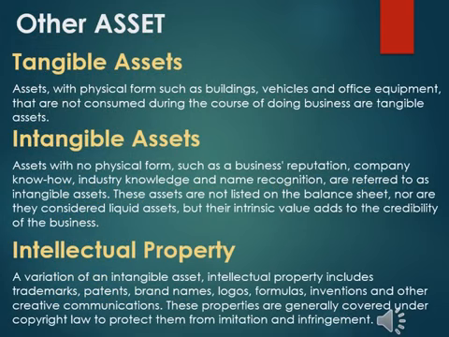Other assets: tangible assets. Assets with physical forms, such as buildings, vehicles and office equipment that are not consumed during the course of doing business, are tangible assets. These assets are used in the process of doing business and are depreciated over time. Tangible assets are often listed under plant, property and equipment on the balance sheet, and are considered high liquidity assets because they can easily be converted to cash.